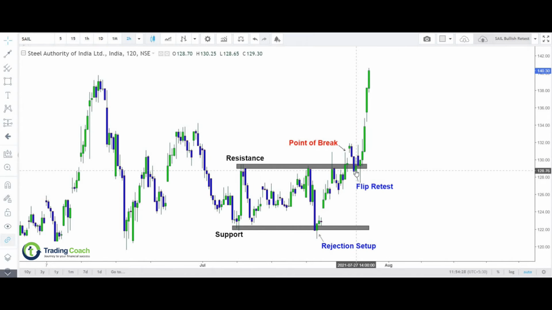So right after this flip retest, when we see a strong bullish candle just like this, a bullish trending candle, we can go for our entry right after that. In case you don't know what exactly a trending candle is, I recommend you check out one of my earlier videos which I made on that particular concept. So here exactly at this point I can see a very good bullish trending candle. So my entry would be right after this.